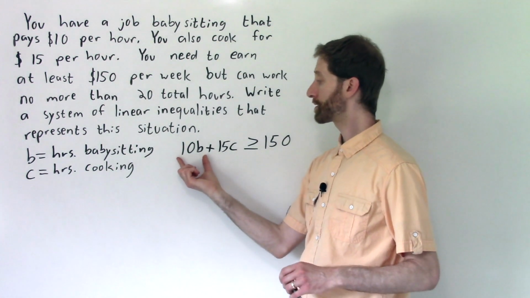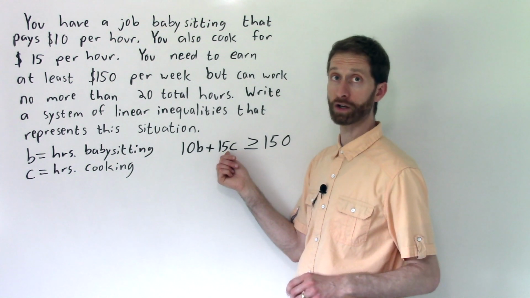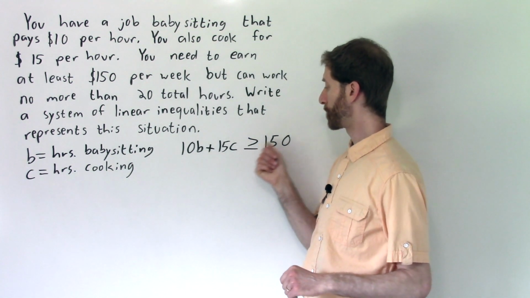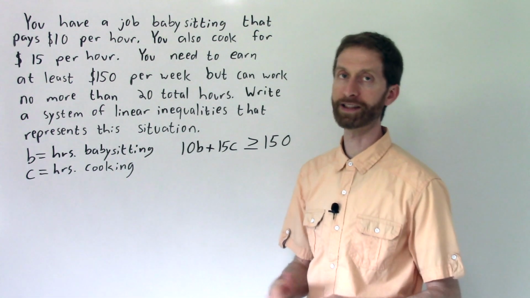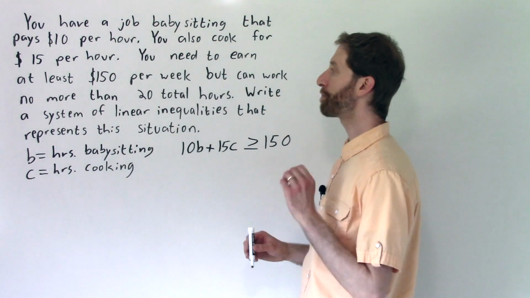So this represents the amount of money babysitting. If I add that to the amount of money I get for cooking, then I have greater than or equal to 150 total dollars, right? That's what I need to earn at least. Sweet. But there's a second part here.